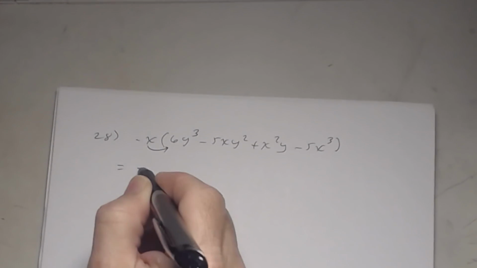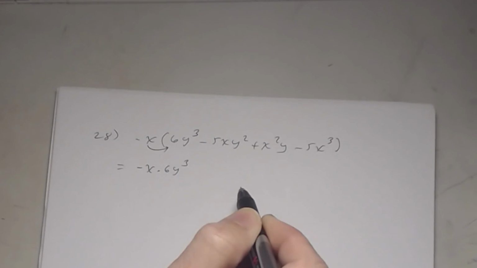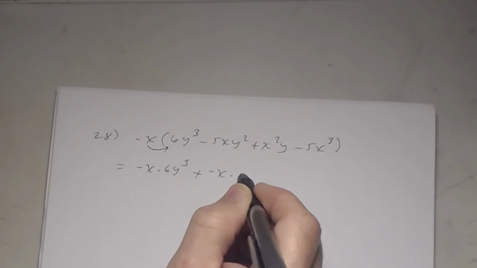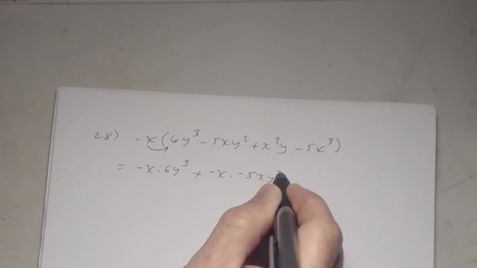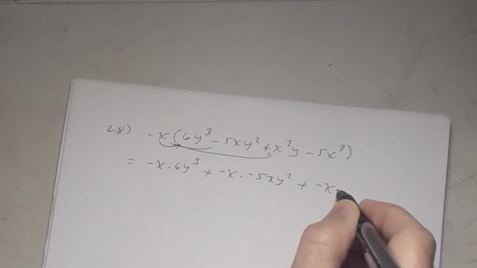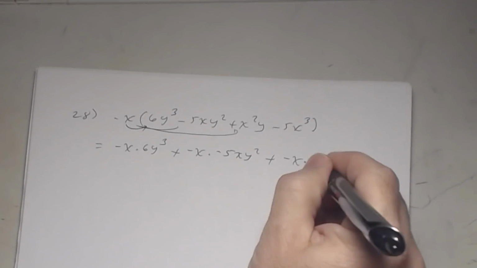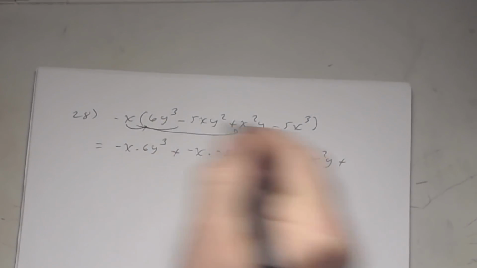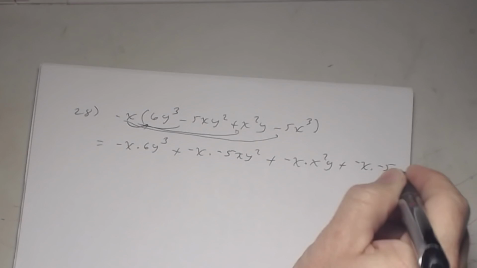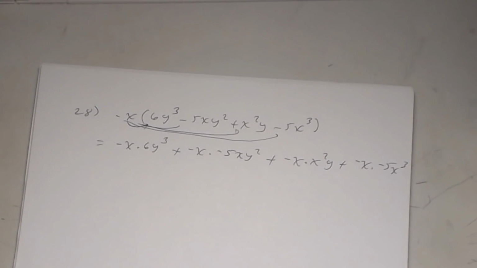So you're actually saying a negative x times 6y cubed plus a negative x times the second term. What's the second term? Negative 5xy squared plus a negative x times the third one. And what's the third one? X squared y plus a negative x times the last term, negative 5x cubed. All right, so that's what I have. Now again, you could have skipped that step. So let's talk about the first product then. And remember, put the coefficient first, and let's write in alphabetical order.